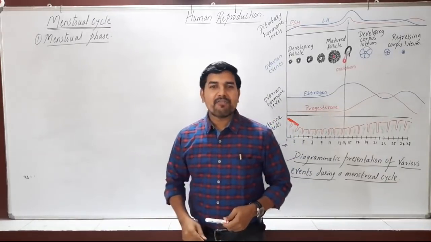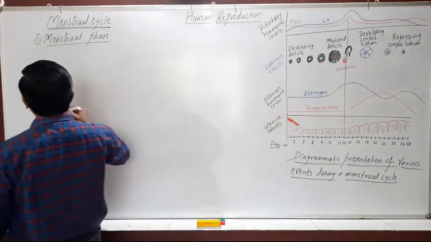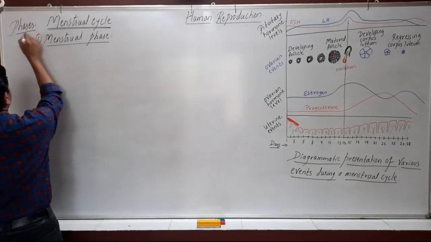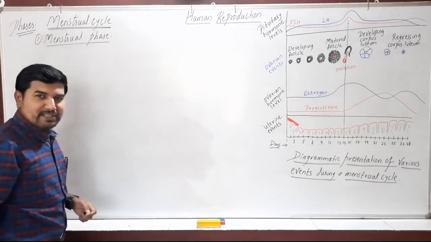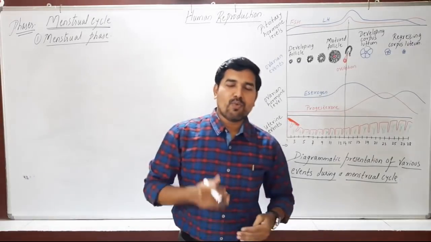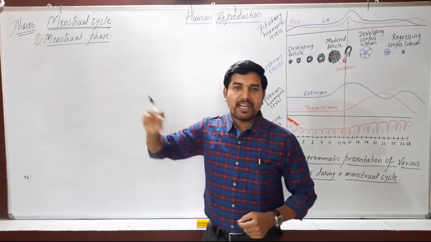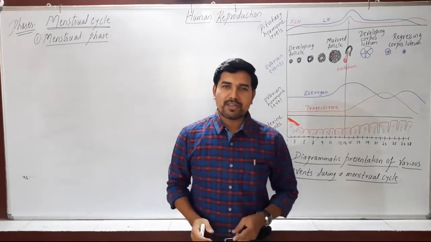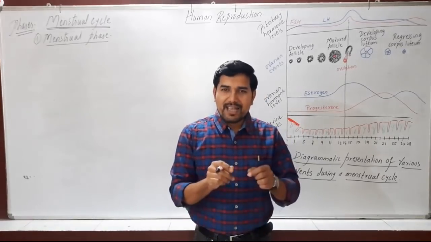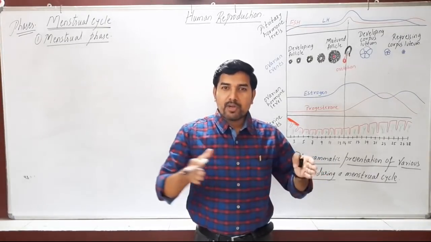Now let's look at these phases one by one. So how many phases are there? There are 4 phases in the menstrual cycle. The first one is the menstrual phase. Now as the name says, what is the menstrual phase? The menstrual phase is that condition during which the menstrual cycle occurs or bleeding occurs. It lasts for about 3 to 5 days out of 28 days.